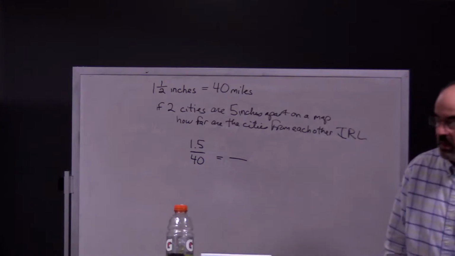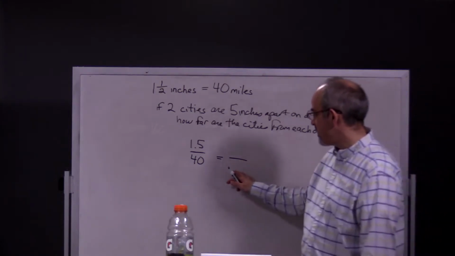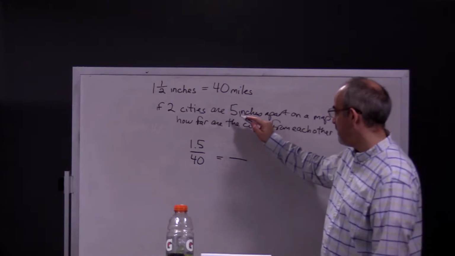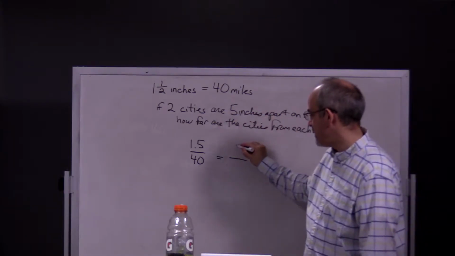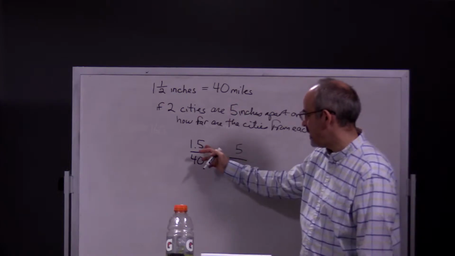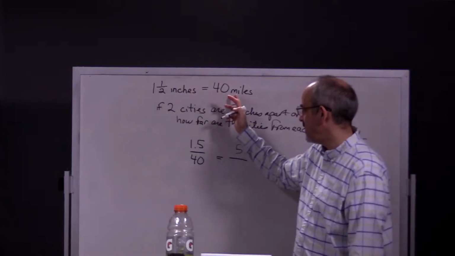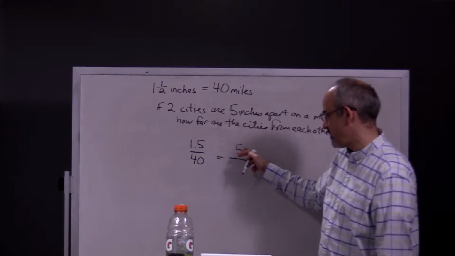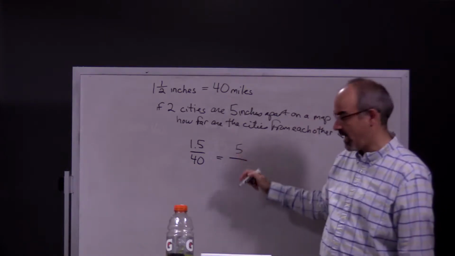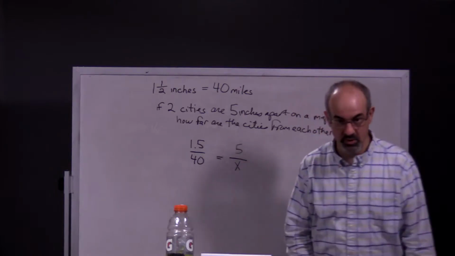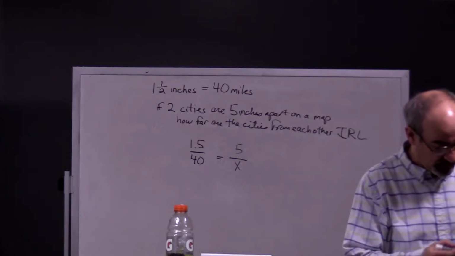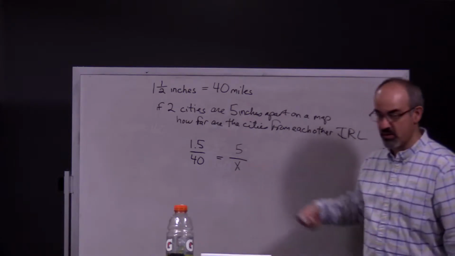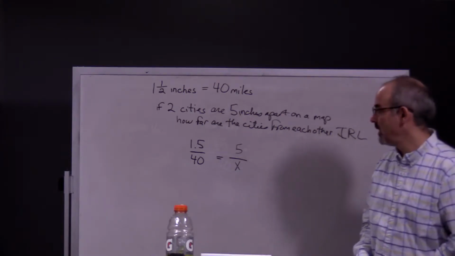Okay. Then you make sure you put corresponding things over here. Well, we know on the map our two cities are 5 inches apart. So notice that this is the inches part, right? 1.5 inches is 40 miles. So on our map, our two cities are 5 inches apart, so the inches goes on top. And what we're trying to figure out is how many miles apart they are from each other. We don't know that, so you use an X.